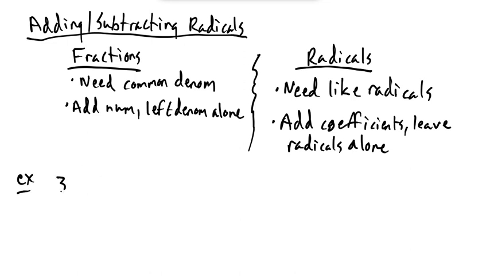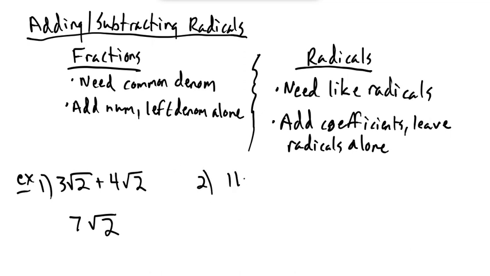How do we add 3 root 2 plus 4 root 2 together? Well, they have like radicals, so we're good to go. We add the coefficients, 3 plus 4 gives us 7, and we leave the radical alone. Subtracting, same sort of thing. If we have 11 root 3 minus 6 root 3, what are we going to do? Well, coefficients go together. 11 minus 6 gives us 5. Leave the radical alone.